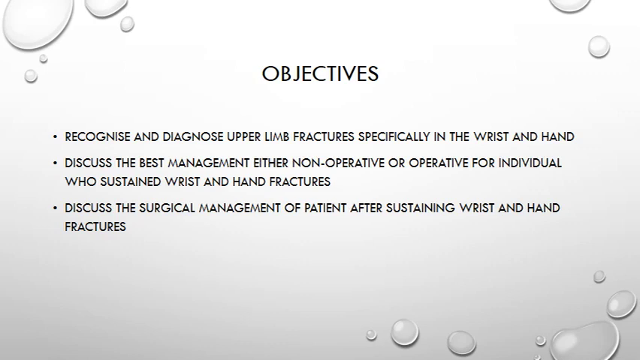The objectives for this lecture are the following: to recognize and diagnose upper limb fractures, specifically in the wrist and hand. We will look at distal radius fractures, base of the thumb, the scaphoid, metacarpal and phalangeal fractures. Also, you should be able to discuss the best management, either non-operative or operative, for these fractures. And if you've decided that the specific fracture needs surgical intervention, what type of surgical management would you think will be best for that individual.